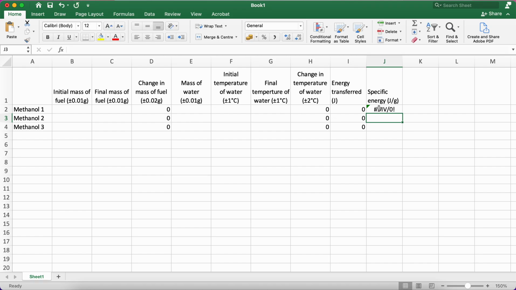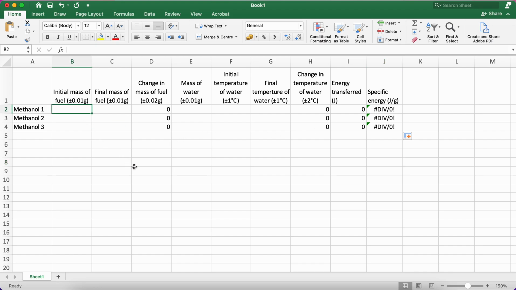Okay, now it gives me kind of an error here. It's saying, well, you're dividing by zero, which you can't actually do. I know I can't do that. But once I put values in, that will be sorted out. Right, so my data table is now ready for me to collect my raw data.